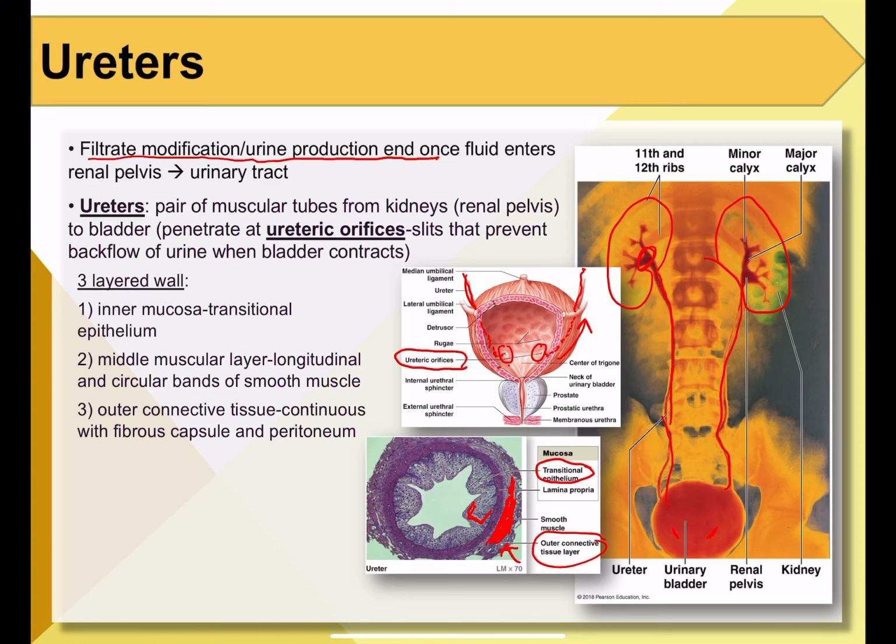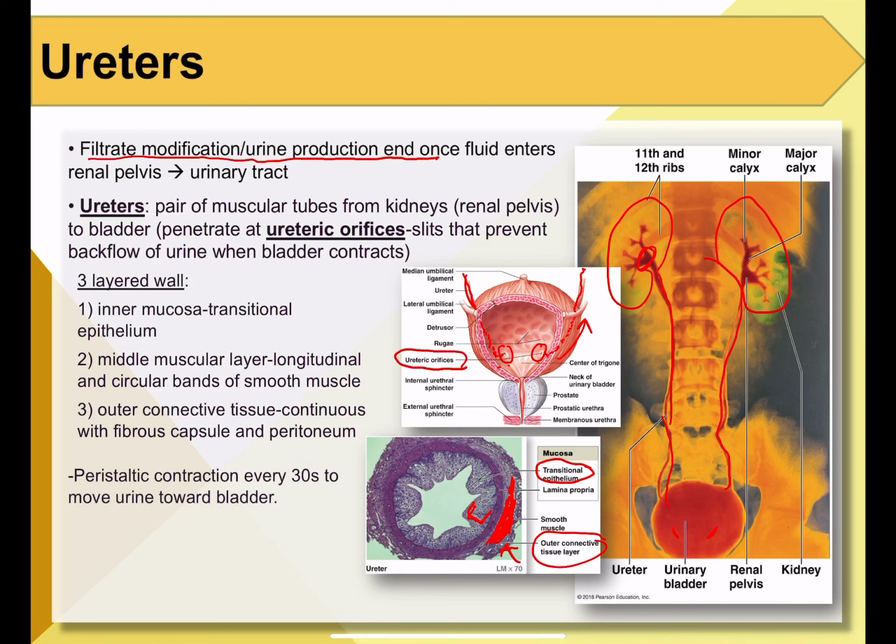That is continuous with what's called the fibrous capsule. The fibrous capsule is what surrounds the kidney and holds the kidney in place. It has a little capsule around it, and that is continuous with the ureters. It also is continuous with the peritoneum as well. Remember, peritoneum is the serous membrane of your abdominal cavity.